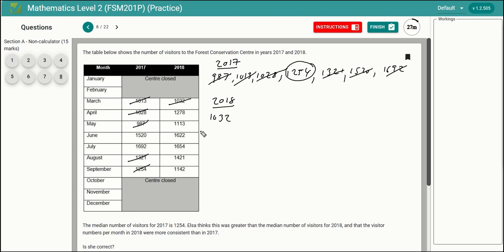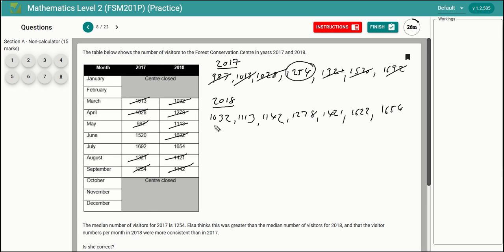1032, 1113, 1142, 1278, 1421, 1622, and 1654.